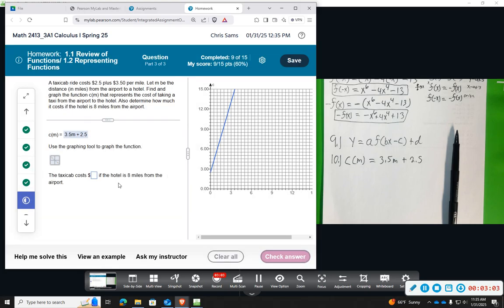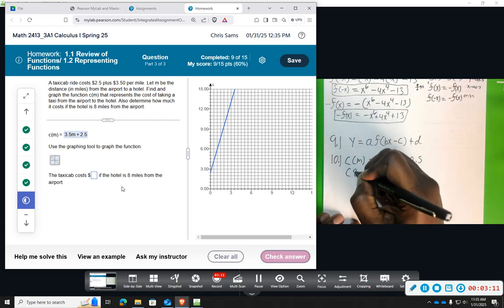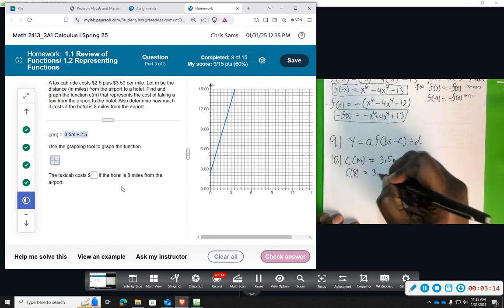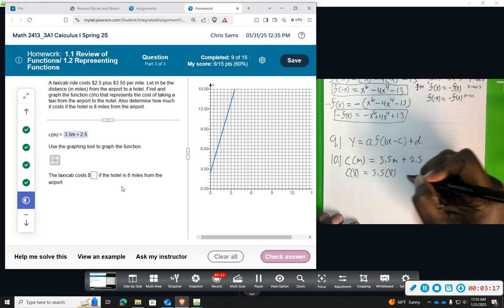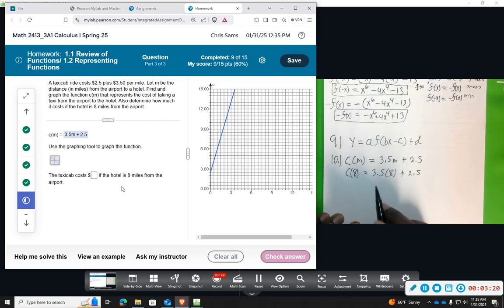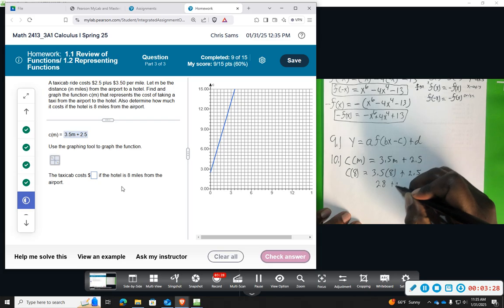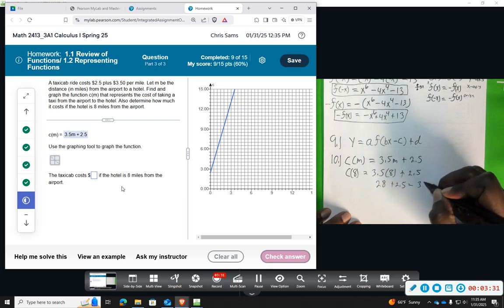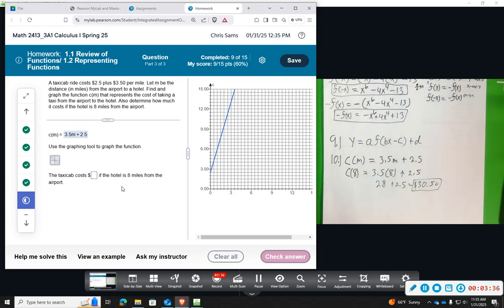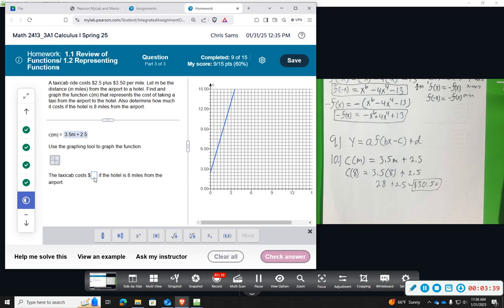And then on the third one, we want to know if the hotel is 8 miles away, how much is our fare? So we will just plug in 8 and do the math. When we do 3.5 times 8, 24, we get 28, plus 2.50, which will give us 30.50. So provided there's no errors, this fare will be $30.50.